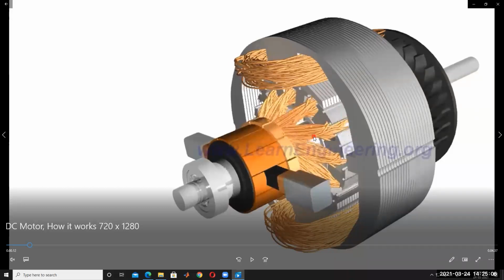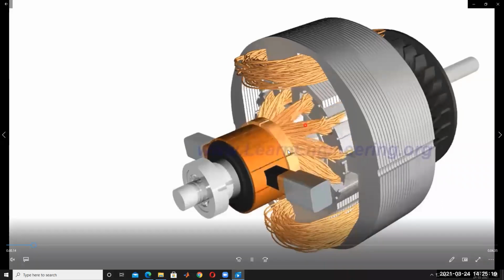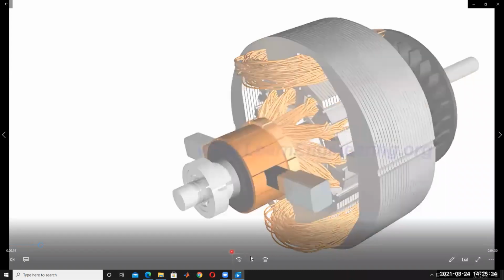And then the current carrying conductor placed in a stationary magnetic field experiences a force, that is called Faraday's law. According to Faraday's law, the motor is rotating. So like this, the motor is rotating. Understood? So this is called brushes.